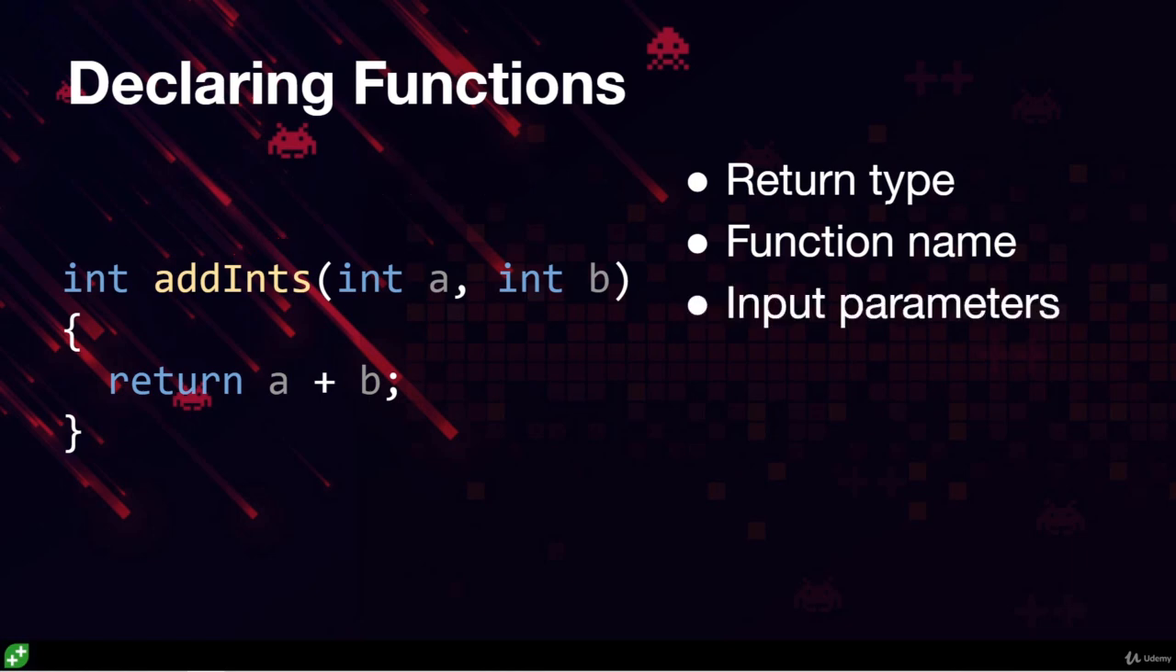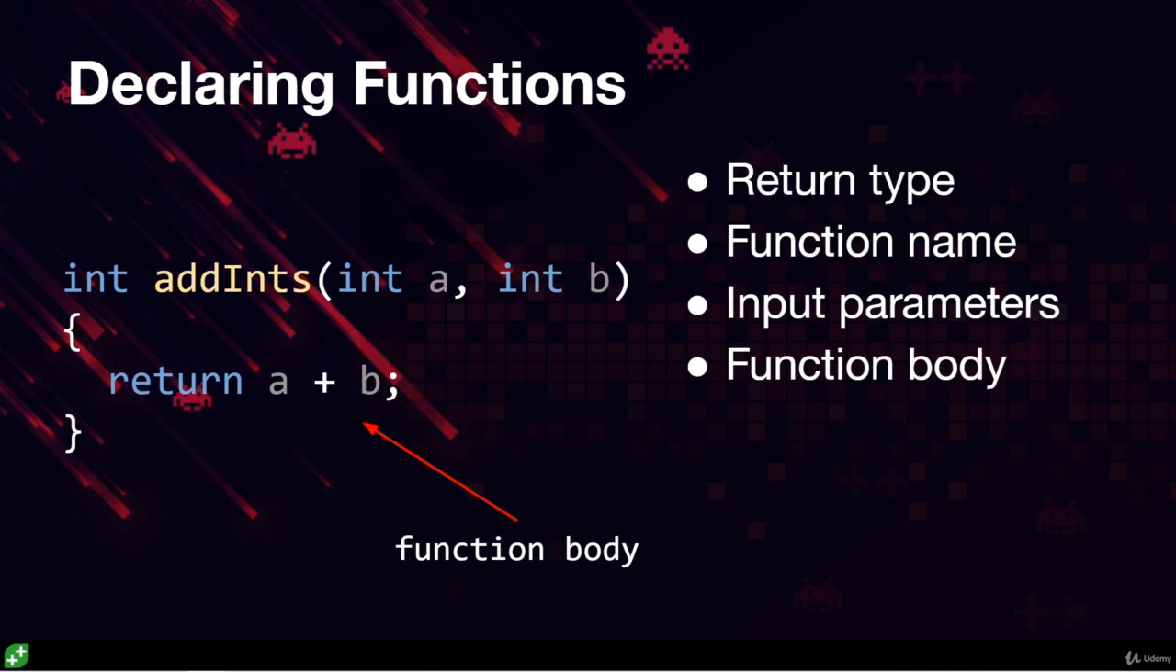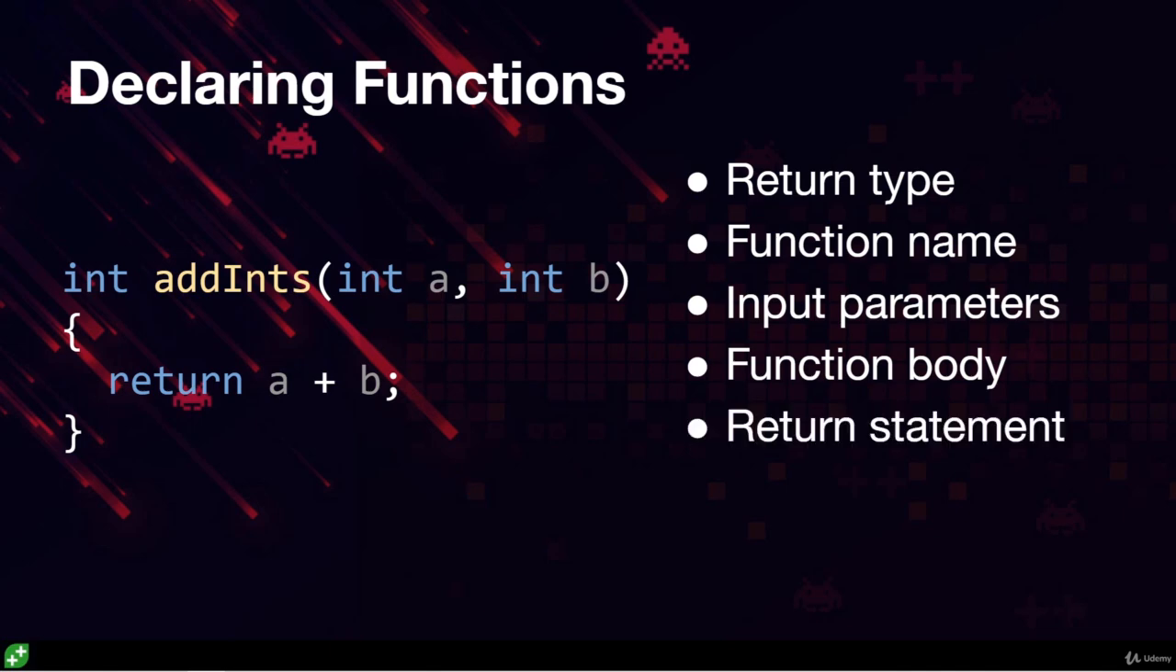A function can have 0 or more input parameters, each separated by commas in the parentheses. We must specify the data type for each input parameter. In this example, addInts has two input parameters, both of type integer. The function has its own function body where we place statements. And functions that return values must have a return statement using the return keyword. And this specifies what exactly gets returned when the function gets called. In this case, addInts takes two integers a and b, adds them together, and returns that result.